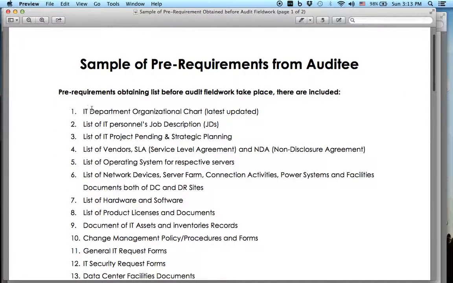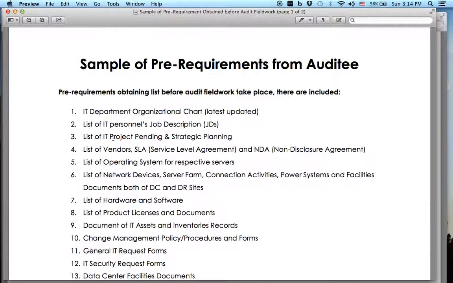Like number one, I already mentioned. Number two is a list of IT JD, job descriptions. If you conduct the ITGC, meaning IT General Control, you need to obtain the job descriptions for all related IT persons. So this is very important, so you can understand what their role is and what their function is to support a particular unit or area. This is to support the risk assessment of the situation of IT. So obtaining this document is very important.